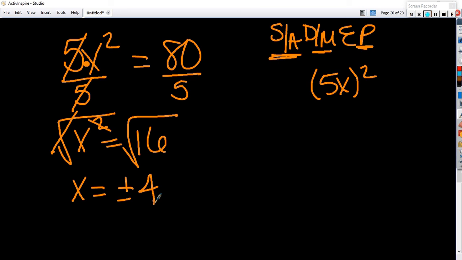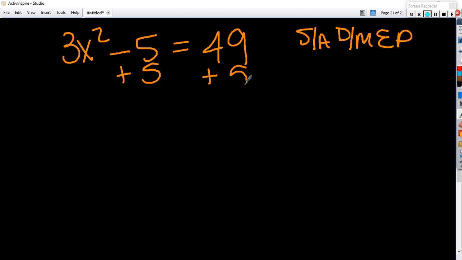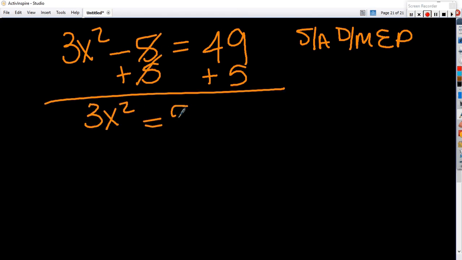How about, well, that was nice. You don't go away. No, because, okay. So remember, I only see one x, so I'm going to SAD map. Add 5. That's gone. I got 3x squared equals 54. You're absolutely right, whoever's saying it. That's the addition, subtraction, now multiplication, division. So I divide by 3.